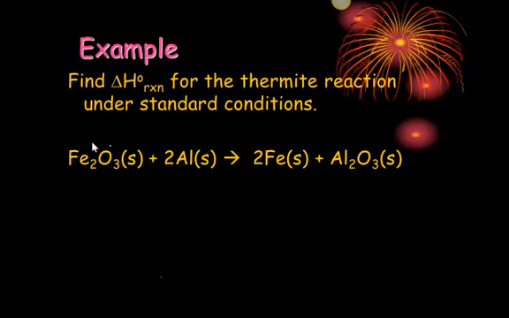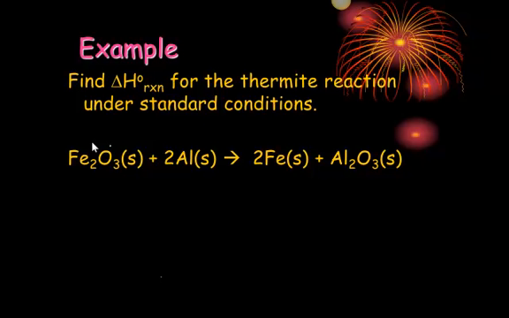So in this example, you have the thermite reaction. In the thermite reaction, we have iron 3 oxide reacting with 2 moles of aluminum to produce 2 moles of iron and aluminum oxide. So we want to calculate the standard enthalpy of formation for the thermite reaction. Instead of using Hess's law and writing out each reaction, we are going to look up the heat of formation values from a reference table.